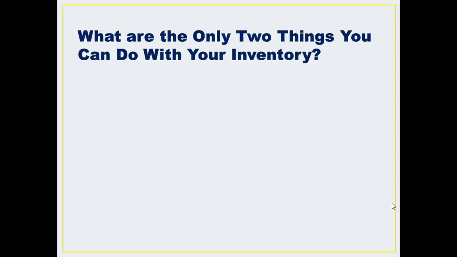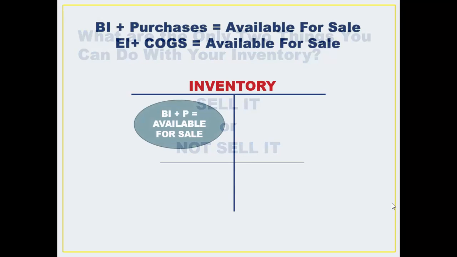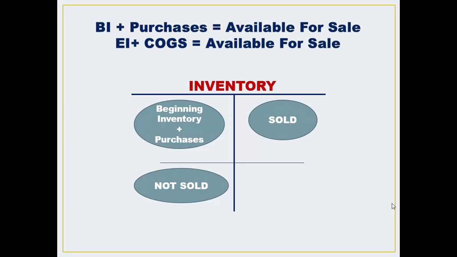And why? Well, what are the only two things you can do with your inventory? There are only two when we're looking at the cost of goods sold formula. Sell it or not sell it. Here you have available for sale, and if you don't sell it, it will remain in ending inventory.